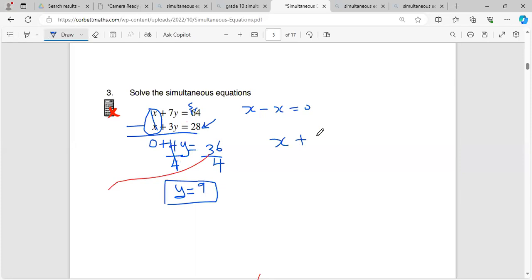So x plus 3y equals 28. Remember, it's y we find, guys. That's an error that students make sometimes. We find y and then they plug it in here. So remember, it's y we find, so we substitute y in the equation. So that's 3 times 9.